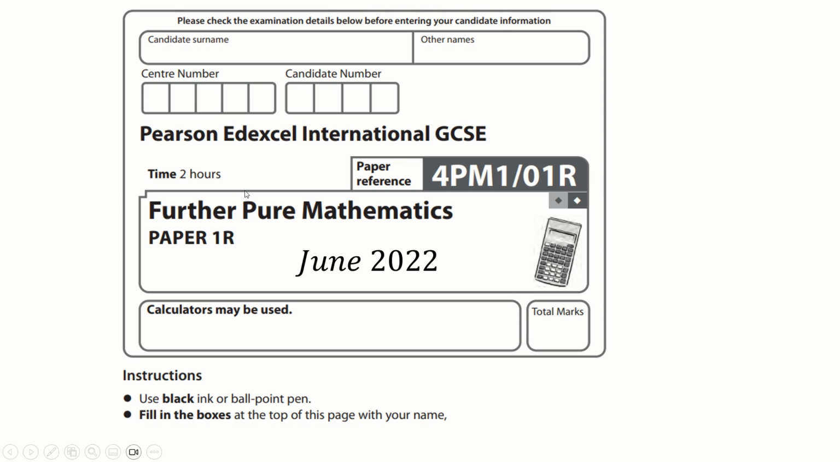This is the Pearson Edexcel IGCSE Further Pure Maths Paper 1R from June 2022.